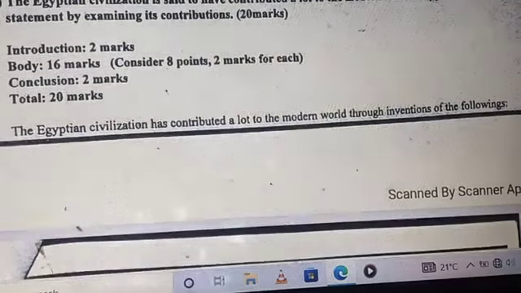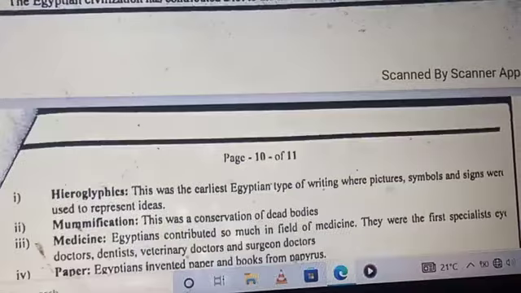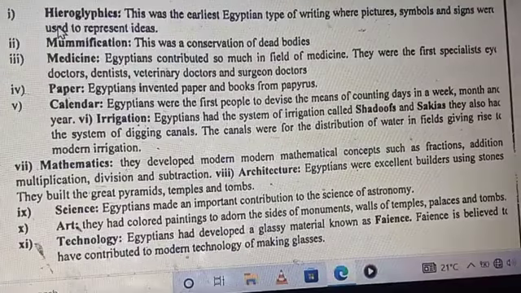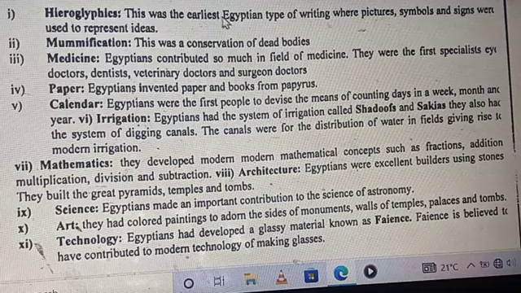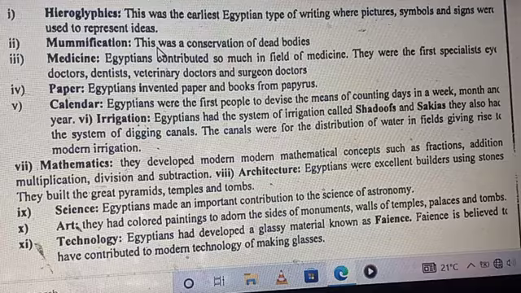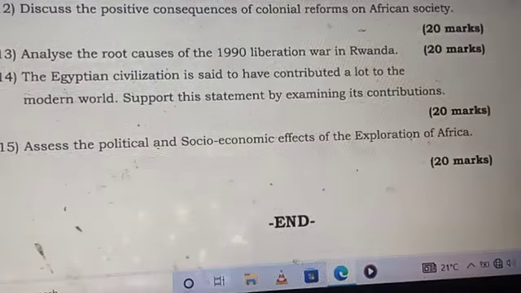Egyptian civilization has contributed a lot to the modern world through the invention of the following. We have hieroglyphics, the Egyptian type of writing where pictures, symbols, and signs were used to represent ideas. We have mummification, the conservation of dead bodies, and medicine. We have paper, calendar, irrigation, mathematics, science, art, and technology. Let's continue to the next question.